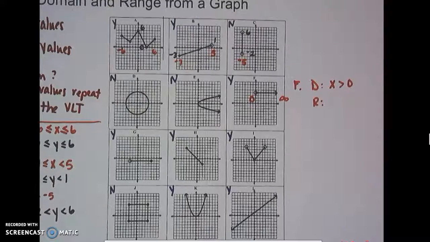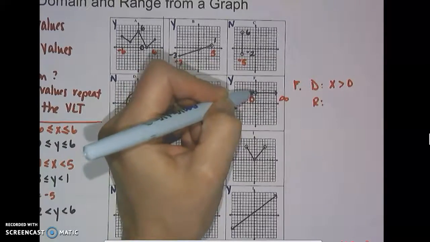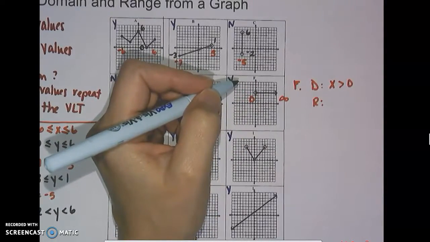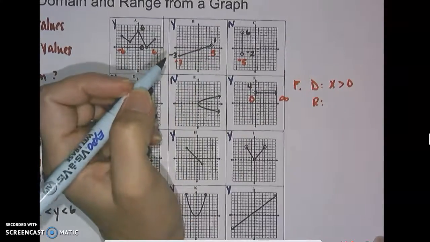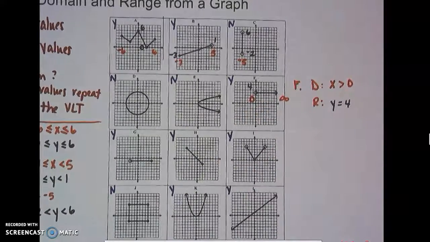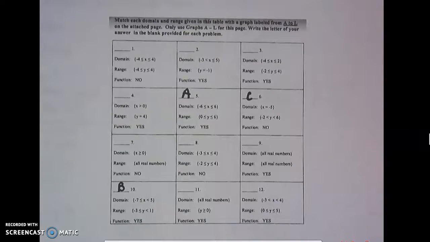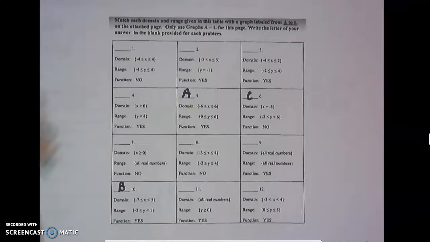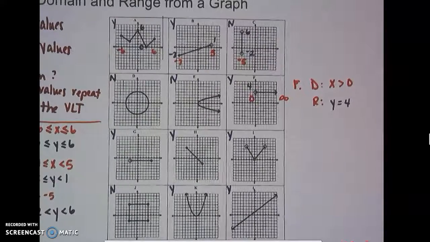Okay, so let's move on to our range then. All of these have the same range value, all of these have the same y value, and that is 4. Okay, all the way across they have 4. So we're going to have y equals 4. So looking at that, for letter F, we are going to come up with number 4 on the other side. Okay, let's take a look at one more here, and then we'll see how we're doing.